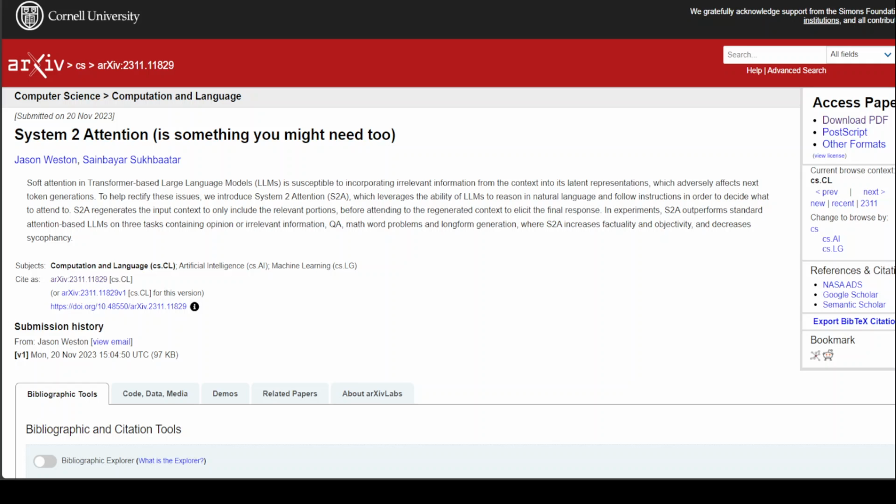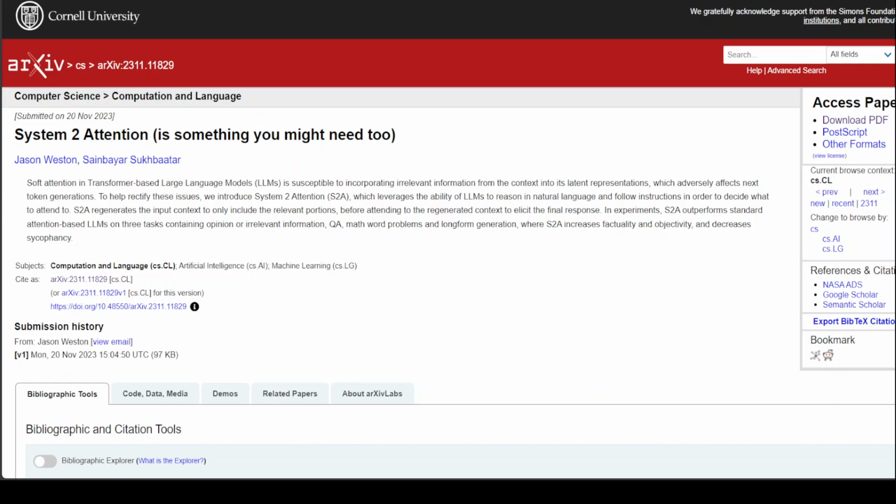But still, there are a few limitations around soft attention. This paper tries to address those limitations. System 2 Attention, or S2A, is designed to improve the handling of irrelevant, spurious, or biased information by regenerating input context to focus only on relevant parts.